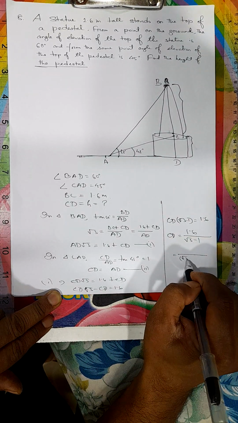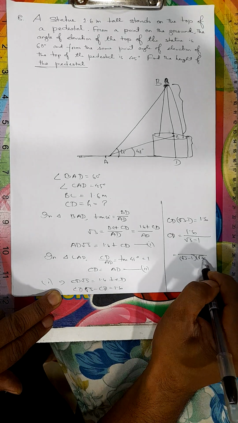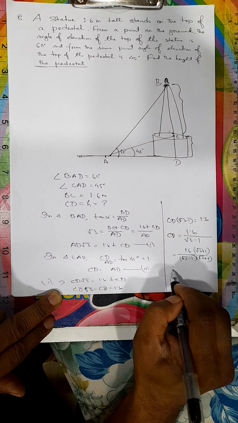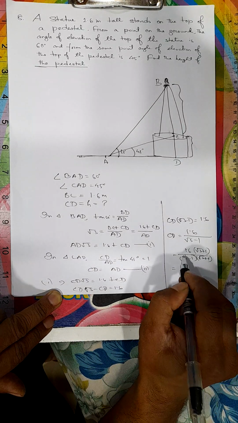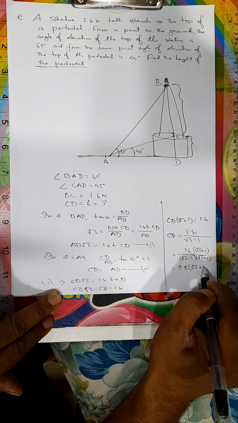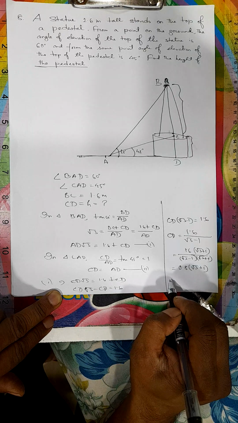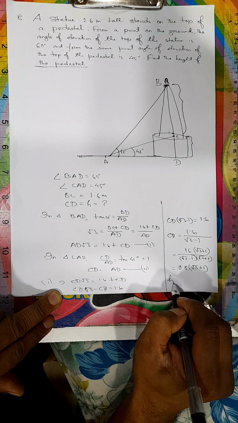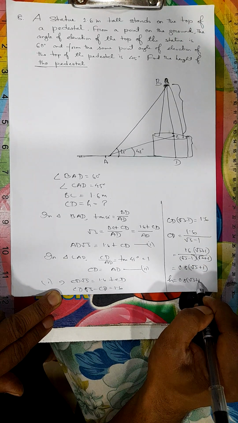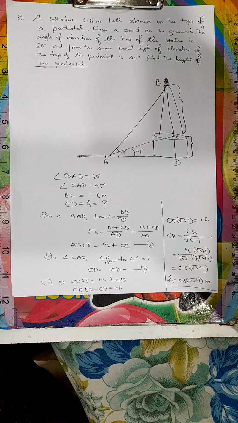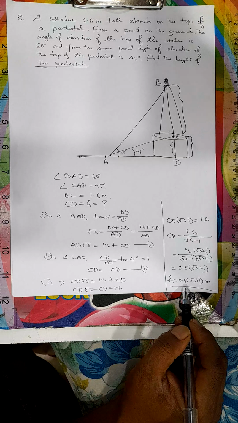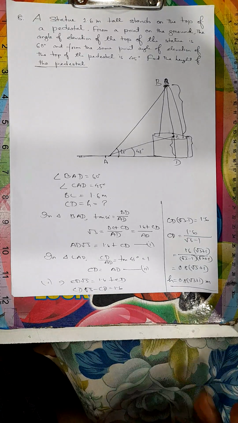Rationalize the denominator. Root 3 minus 1, root 3 plus 1, 1.6 into root 3 plus 1. So this becomes 3 minus 1, 2. 1.6 by 2 means 0.8 into root 3 plus 1. The height of the pedestal is 0.8 into root 3 plus 1 meters. This is the height of the pedestal CD.